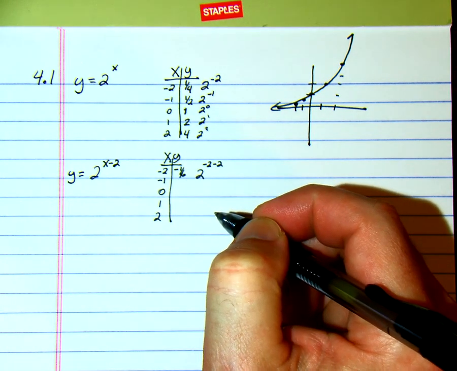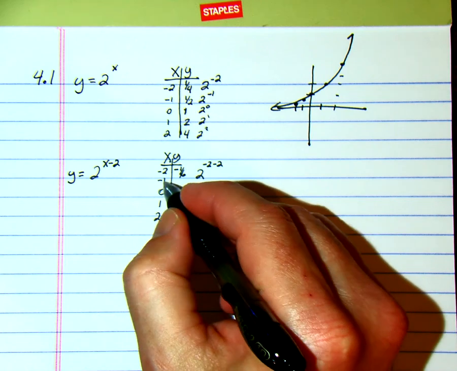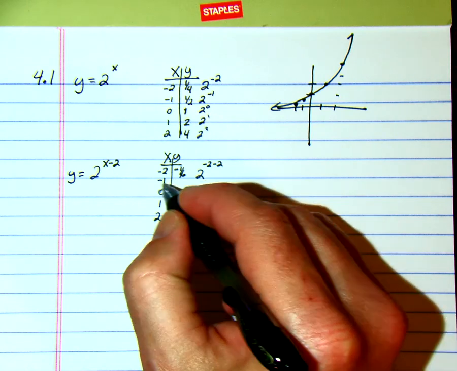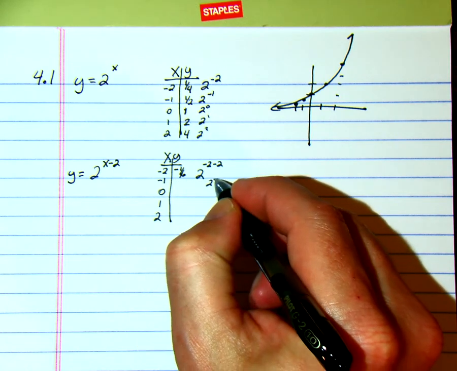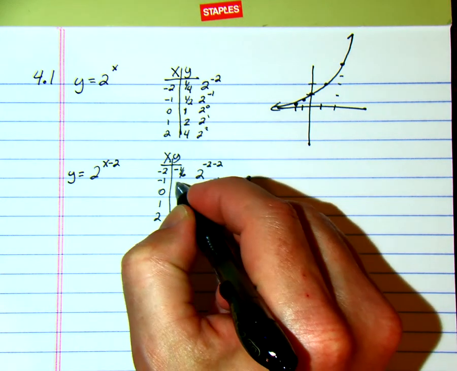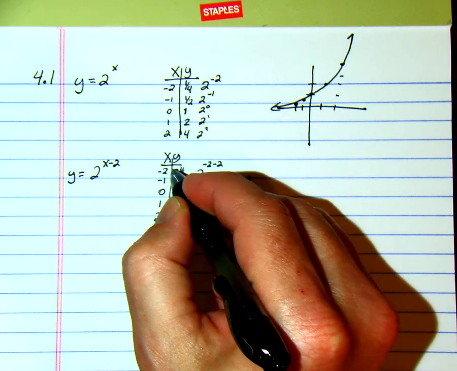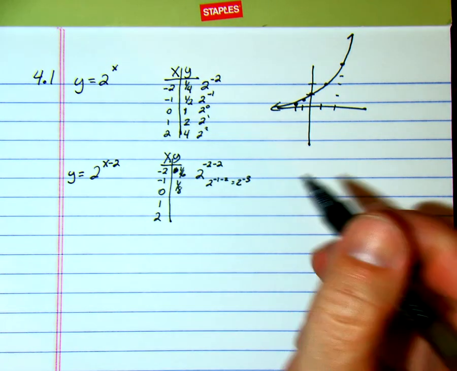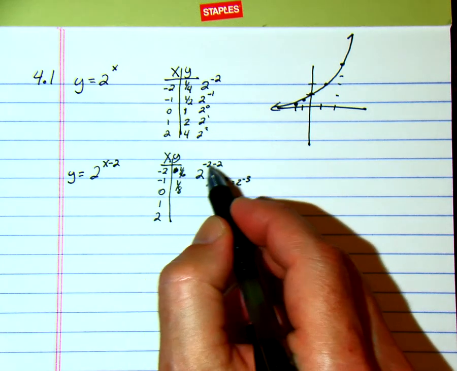Okay, so that got really, really small. When we have -1, 2 to the -1 minus 2, which is going to give me 2 to the -3rd, which is going to be 1/8. I don't know why I put a negative 1 here. I screwed that up. I'm sorry. It's just going to be 1/16.